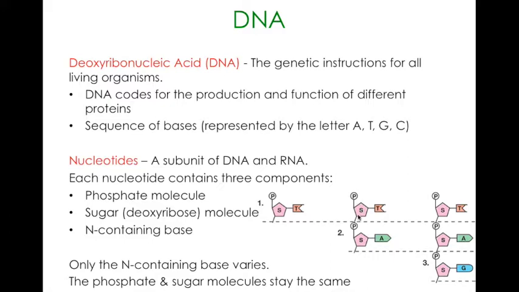What happens is the sugar molecule of one connects to the phosphate of the other, and then the next one contains a different base. So you've now got this backbone, or spine, of this really long molecule connected together by subunits, and only the T, A, and G are different between them. These parts here stay the same.